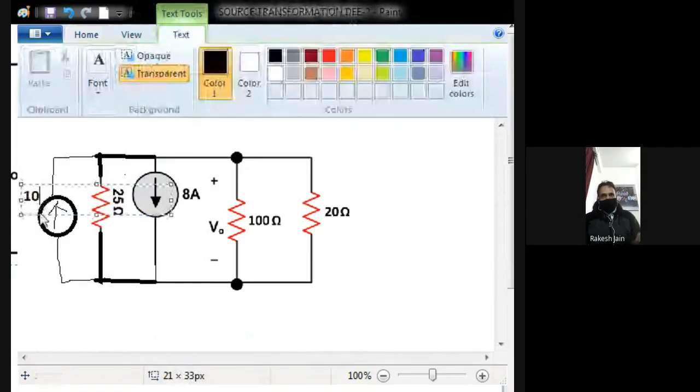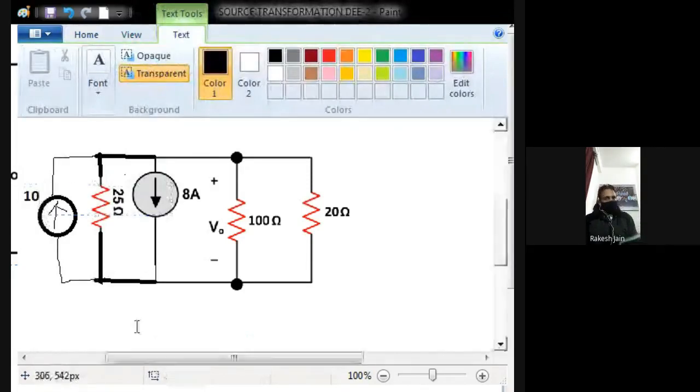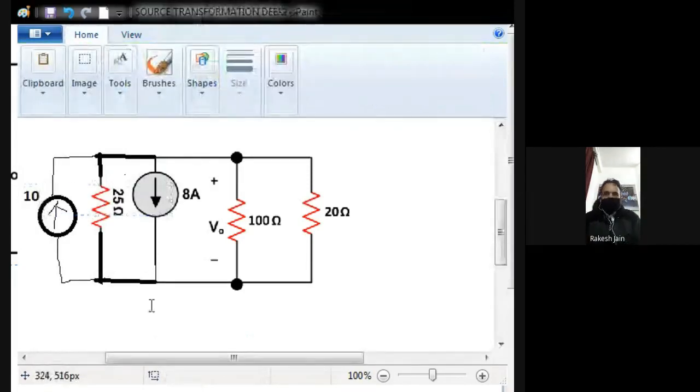Okay. One time I replace the circuit with the help of source transformation. Any problem till now? Did you understand everything?